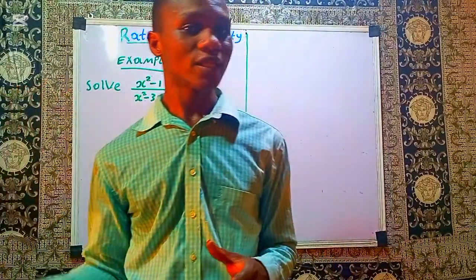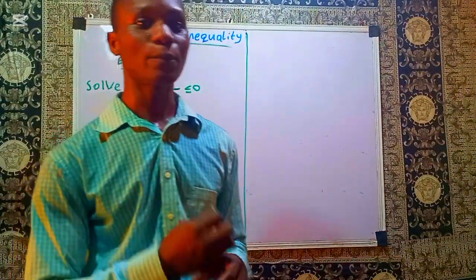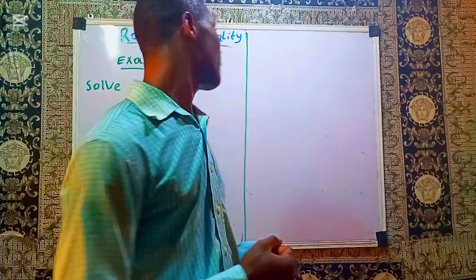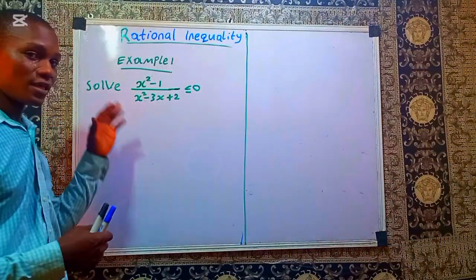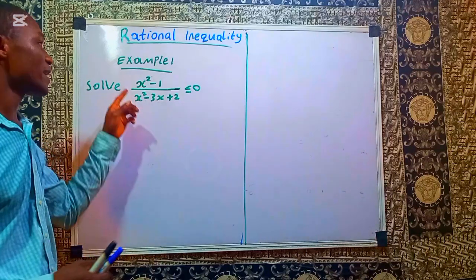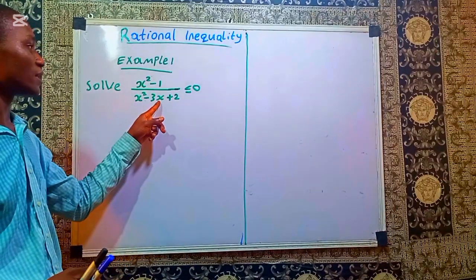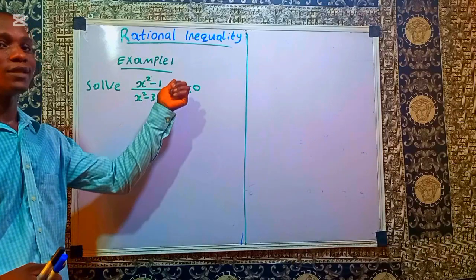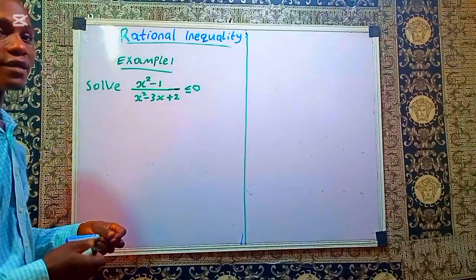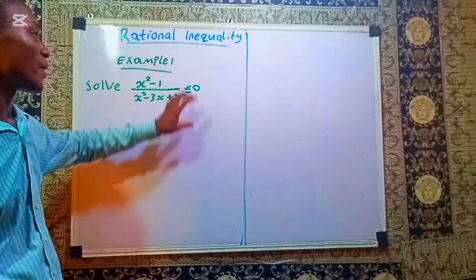We are going to do that with the aid of examples, and we have one example already on the board. So let's do that together. Looking at this example, they asked us to solve this inequality: x squared minus 1 divided by x squared minus 3x plus 2 less than or equal to 0. This is the rational inequality we have, because this quantity here is a fraction and we have an inequality here.